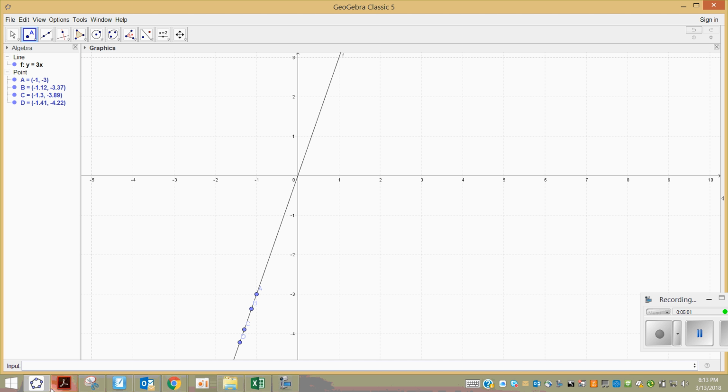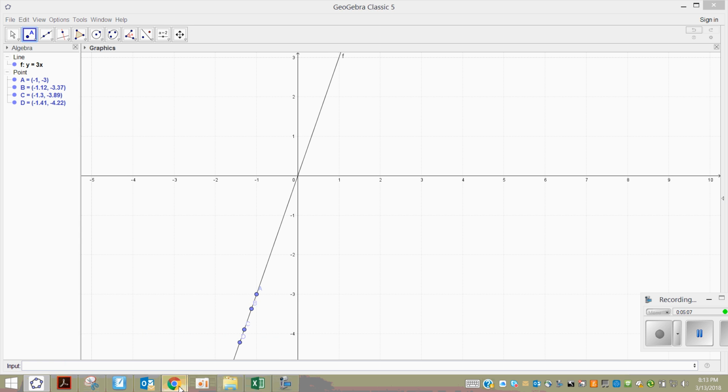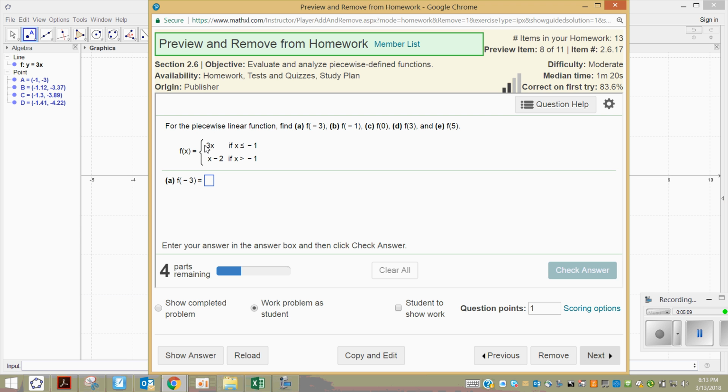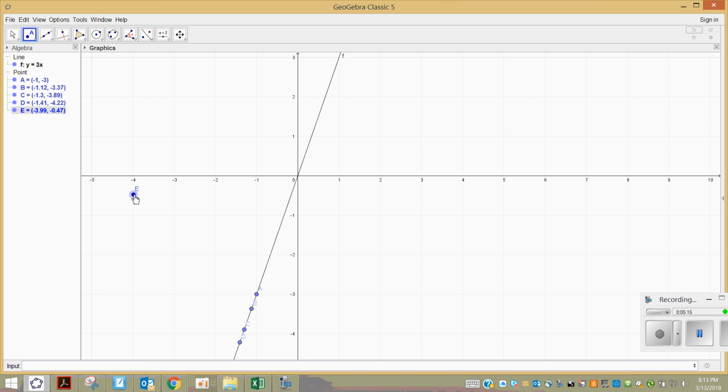But this is actually a question that's asking us to just use the equation. So let me show you that again. So the equation 3 times x for all x values less than or equal to 1, negative 3 is less than or equal to negative 1.